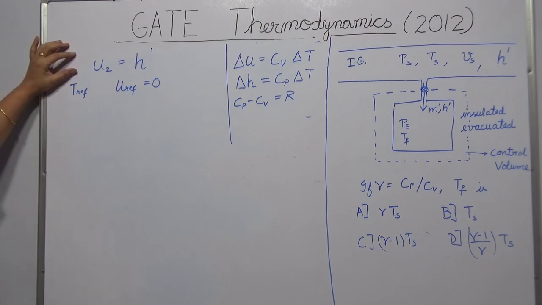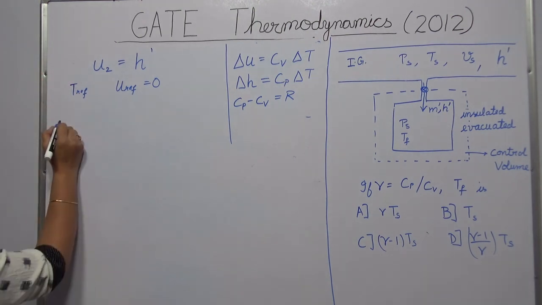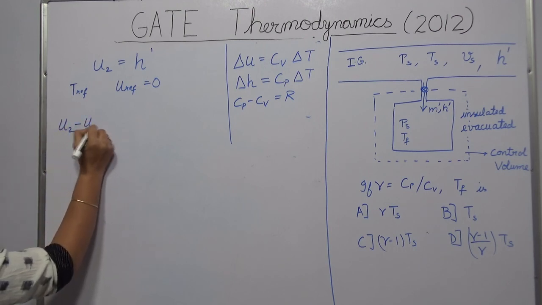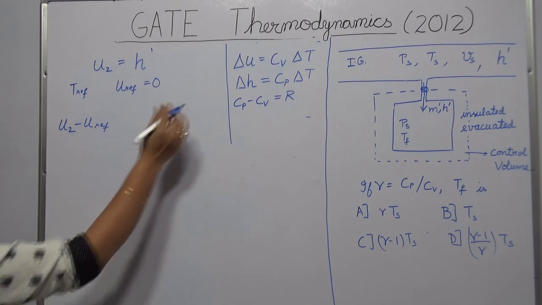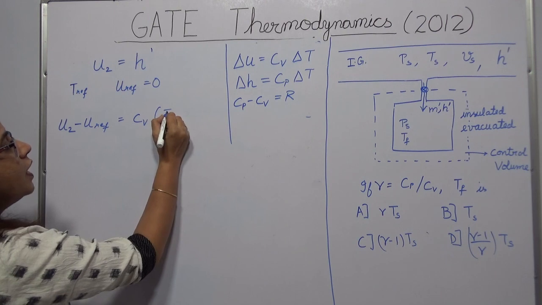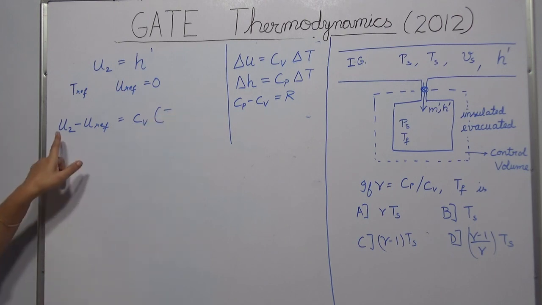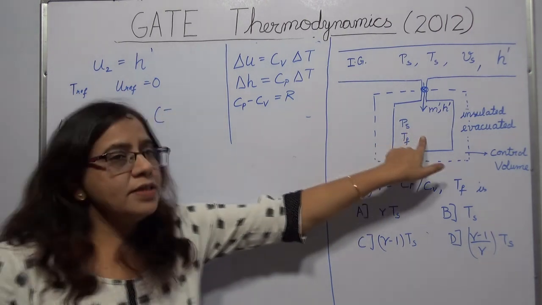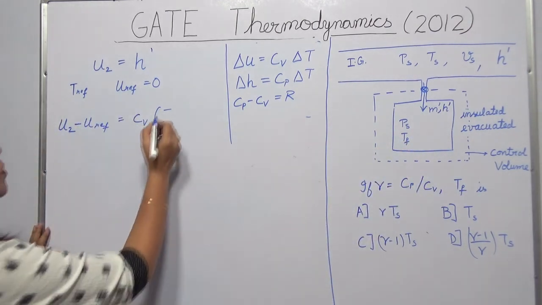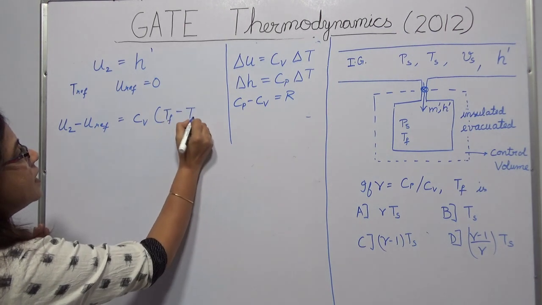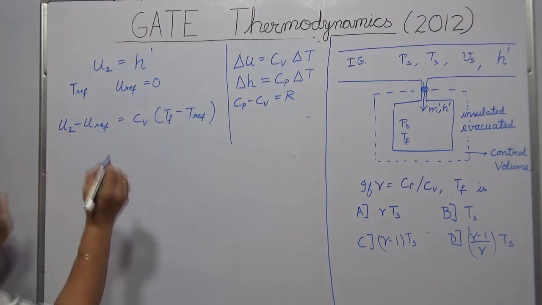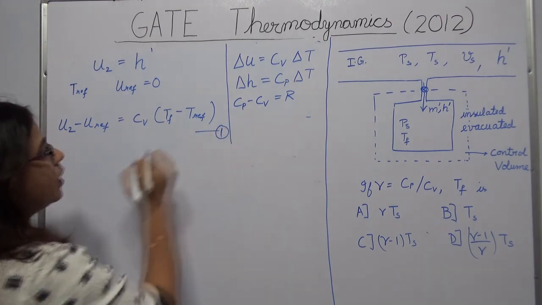First of all I will write down U2 in terms of the reference temperature. I am going to say U2 minus U reference, that is delta U, that is equal to Cv, and in this case when the internal energy is U2, your final temperature is Tf. So I am going to write Tf minus T reference. This is my equation number 1.